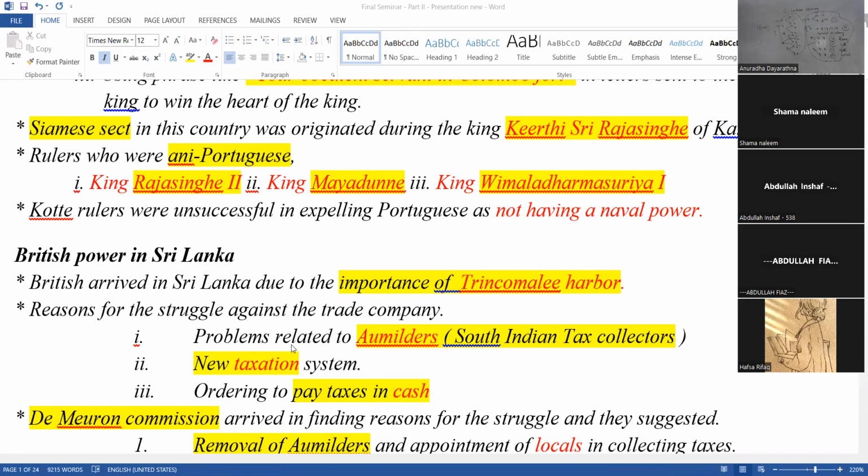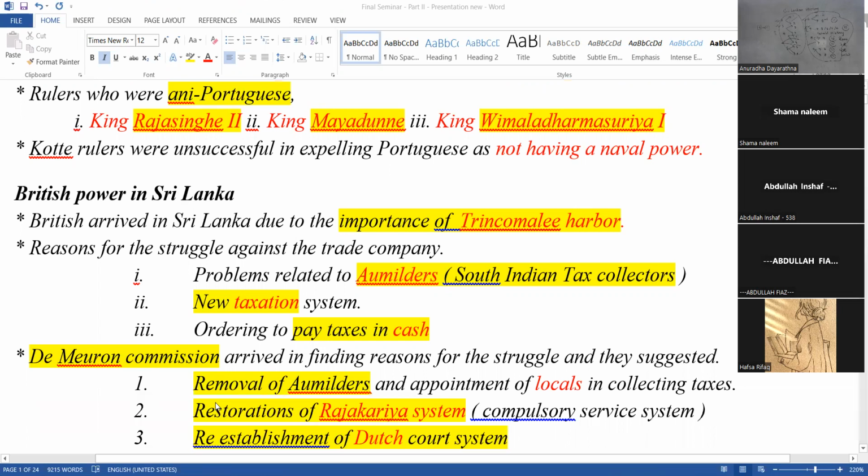The company suppressed the struggle, but the Colebrooke-Cameron Commission came to Sri Lanka to investigate the reasons for the struggle, and they recommended removing these outside tax collectors and appointing local tax collectors. They once again restored the Rajakari system, which had been abolished by the company, and re-established the Dutch court system.